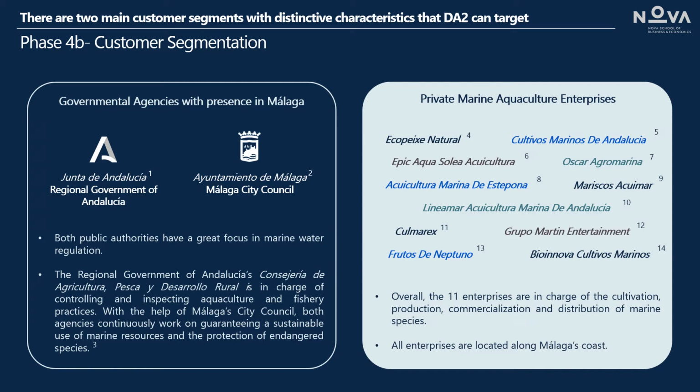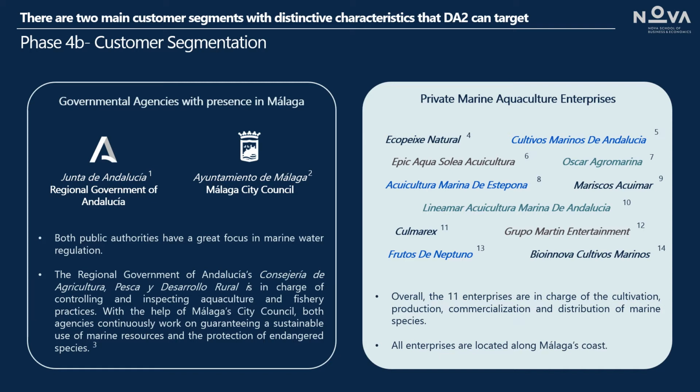The regional government of Andalusia's Consejería de Agricultura, Pesca y Desarrollo Rural is in charge of controlling and inspecting aquaculture and fishery practices. With the help of Malaga City Council, both agencies continuously work on guaranteeing a sustainable use of marine resources and the protection of endangered species.